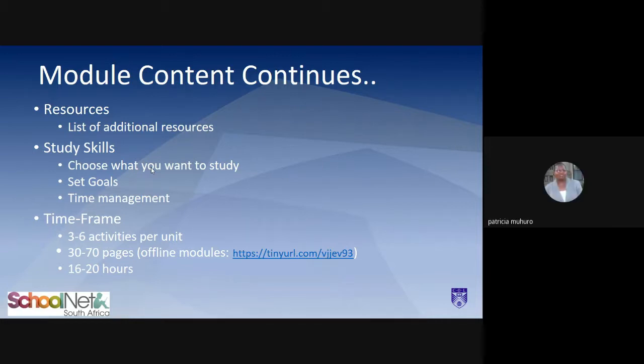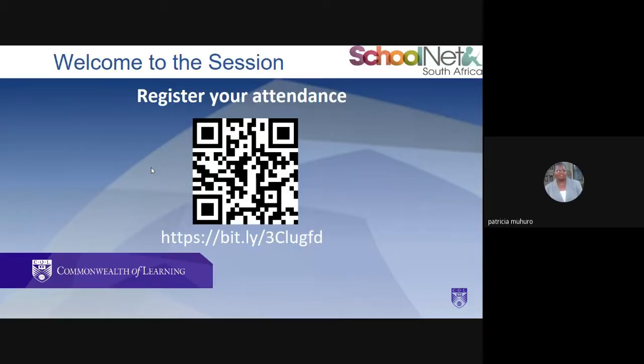Is that VJJEV93? Okay, yes, it's VJJEV93. Thanks, Hlengi. What is the university enrollment number? You said you should say SchoolNet. Is that so? Okay, about that one, please leave it blank. Oh, okay.